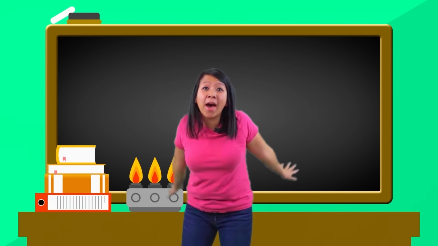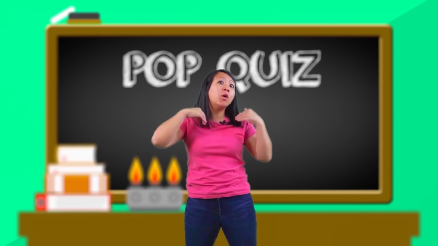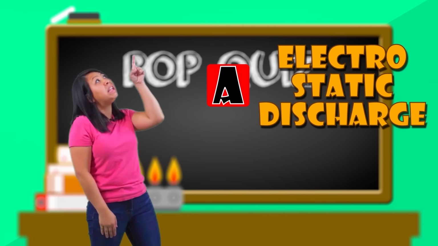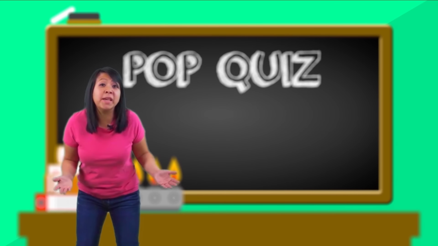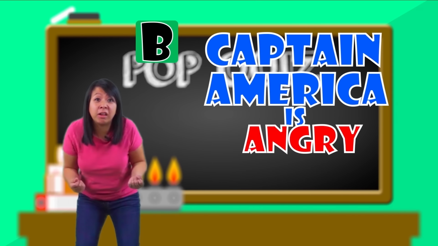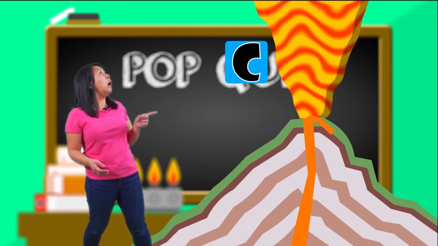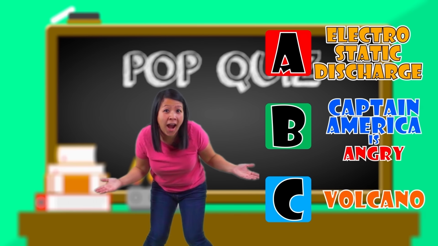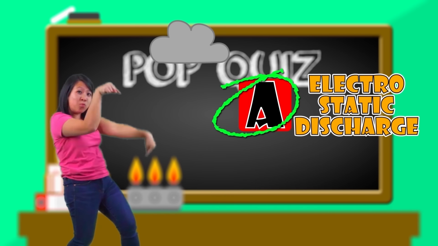Now that you guys learned so much about lightning, let's take a pop quiz. Question number one. Why does lightning occur? A, it's because of electrostatic discharge between the cloud way up there and the ground way down below. Or is it because of B, Captain America is angry? I'm angry! Lightning strike! Or is it C, a volcano? Oh no, it's erupting! Do you guys know the answer? It's A, the electrostatic discharge between the cloud and the ground.